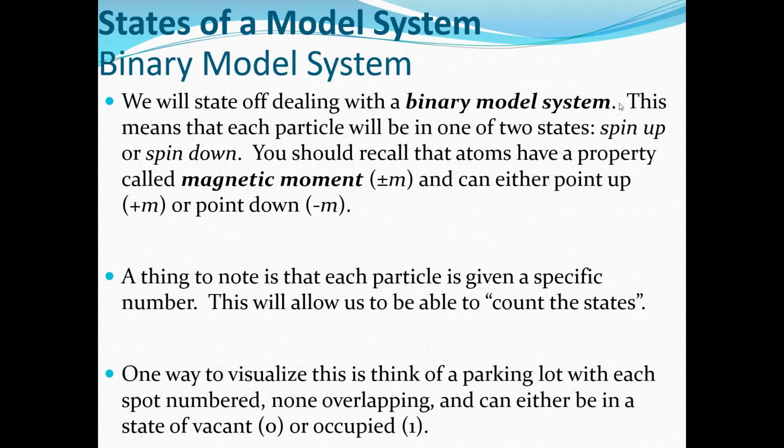Now, the best way to visualize what we're doing here when we're talking about this whole spin up, spin down, binary model system and counting states is just imagine that instead of talking about particles and their spins up and spins down, because who can even visualize that, you could visualize something like a parking lot where each of the spaces is numbered. You can only have a car in a space or it could be out of the space. That's it. Those are the two states: full, occupied, or unoccupied. And you'll never have a case where there's a car covering two spots. We're going to pretend at least that everyone in this imaginary world actually can park properly.